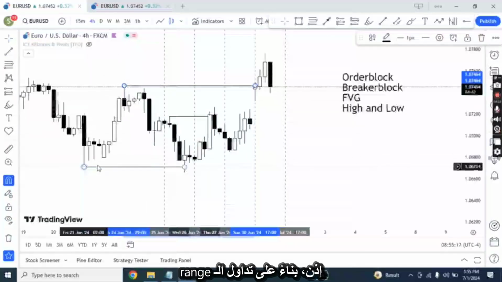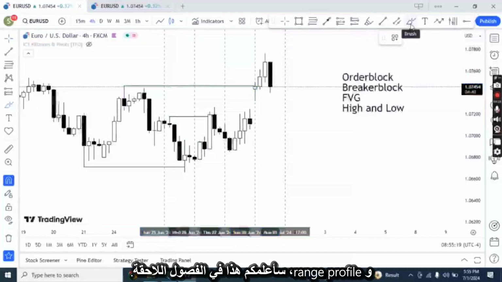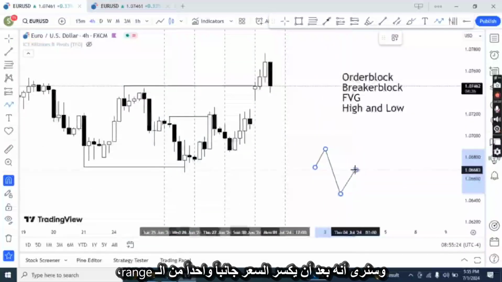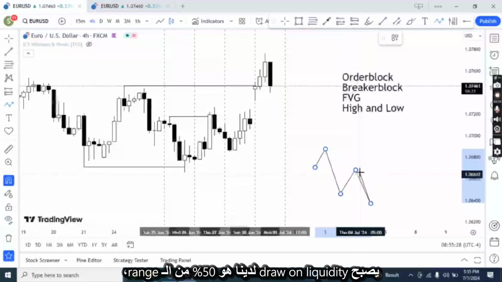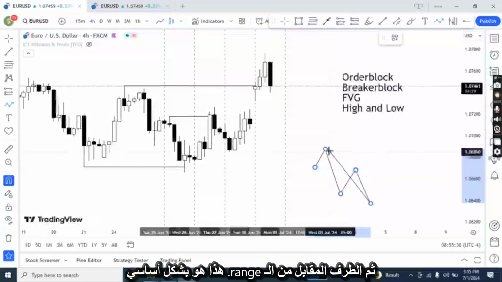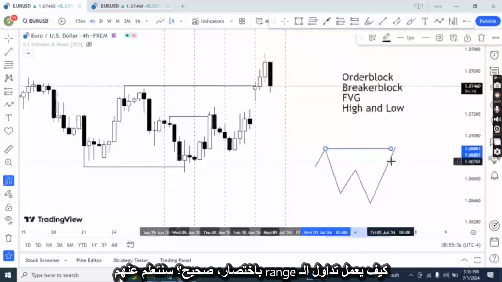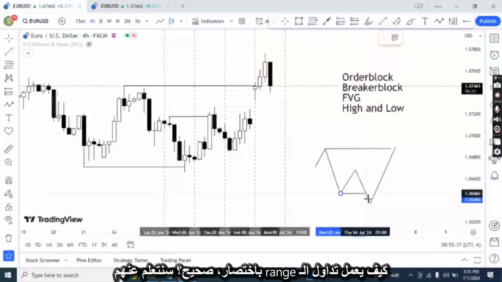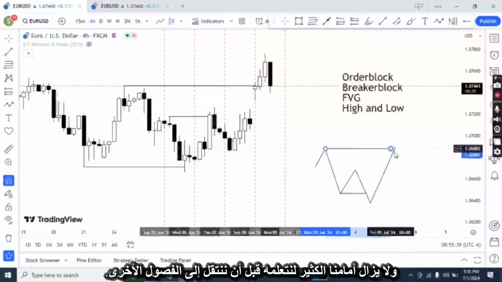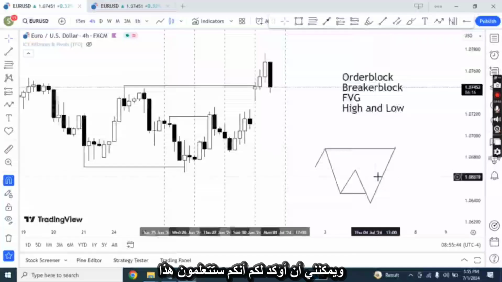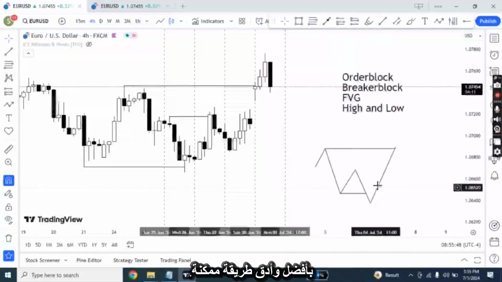So based on range trading and range profile, I'm going to teach you this in the later chapters, and we're going to see that after price takes out one side of the range, then our drawn liquidity becomes 50% of the range, and then the opposing end of the range. This is how basically range trading works in a nutshell, right? We're going to learn about them, and we still have to learn a lot before we move on to the other chapters. And I can assure you that you're going to learn this in the most accurate way possible.